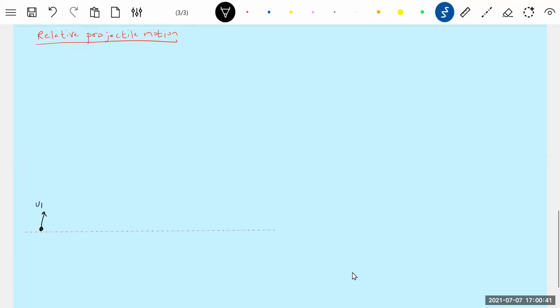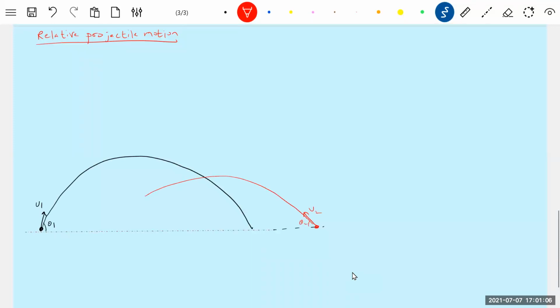I'll throw one stone. This stone is going to describe a parabolic path. Then we will project another stone, and it's also going to describe a parabolic path. This is a rough diagram. If I give a diagram, you'll be in a better position. This is relative projectile motion. In books, it is only theoretical.